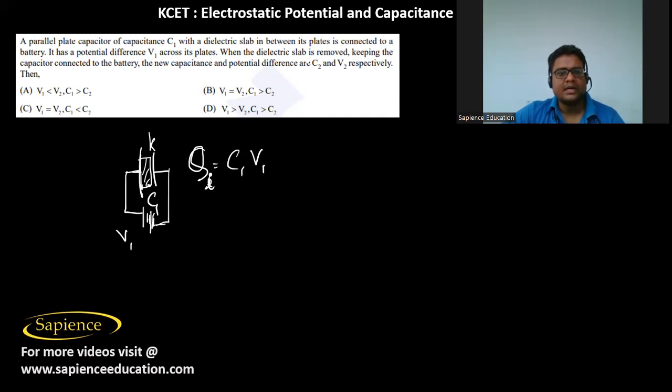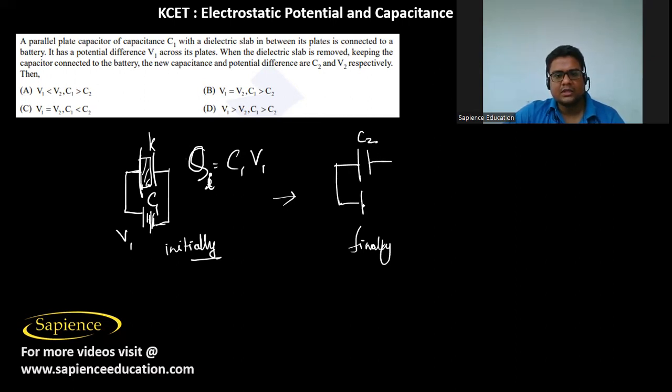And when the dielectric slab is removed, keeping the capacitor connected to the battery, the new capacitance and potential. So this is the initial situation, and finally, afterwards, the dielectric slab is removed. Then the new capacitance is C2, and the voltage source is kept connected. Then the potential difference across this capacitor is V2.